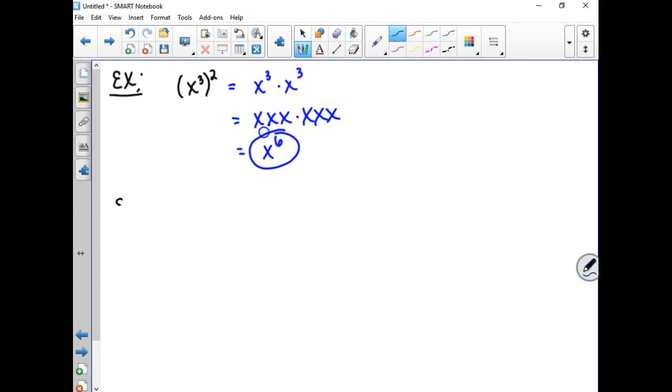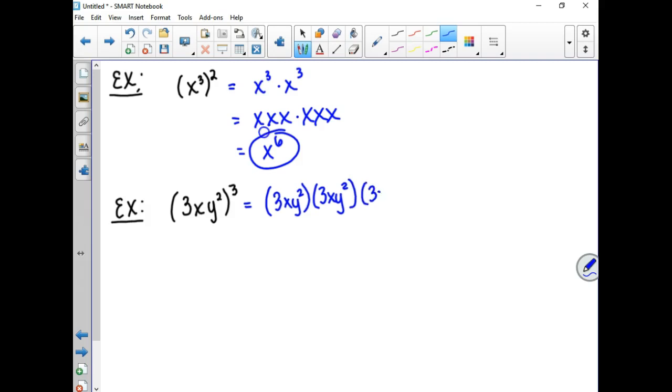Let's do another example that involves taking something raised to a power and raising it to another power. So let's try this: 3xy squared to the 3rd power. So what this means is I'm going to have 3xy squared times 3xy squared times 3xy squared. Now whenever I write that out even longer, that's 3x times y times y times 3x times y times y times 3x times y times y.